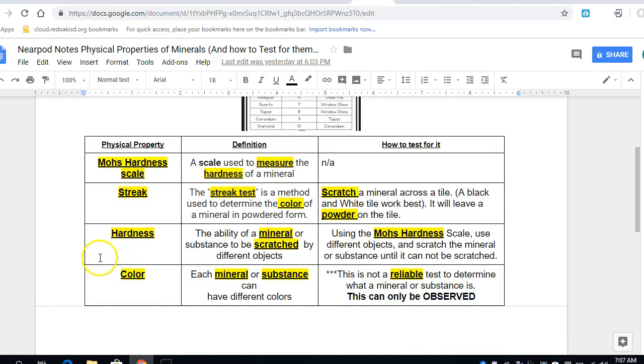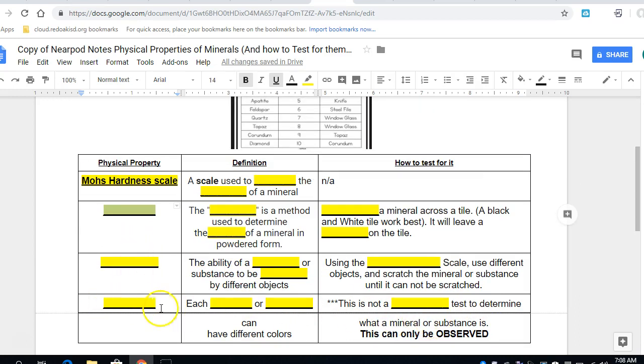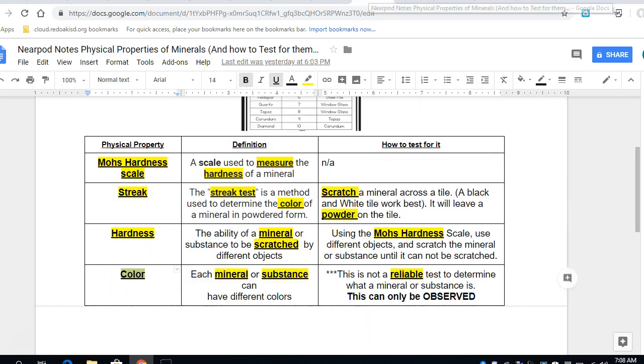The last physical property that you would test for is color, and this is your last set of notes right here. Somehow my thing got messed up, so don't worry about that. Your notes will look like this. Each mineral or substance can have different colors. You test for color with your eyes. You cannot test for color any other way. It can only be observed. Color is not really a reliable test to determine what a mineral or substance is.